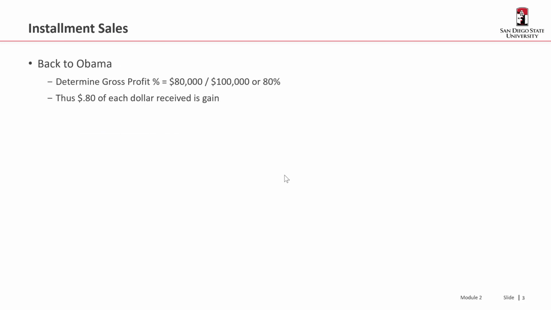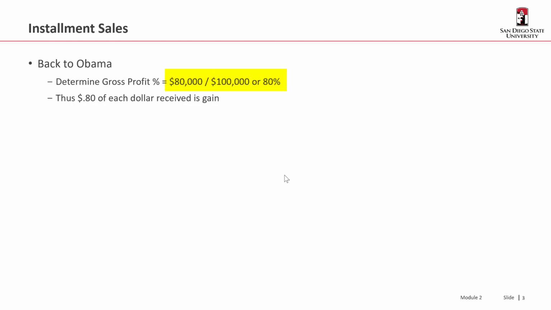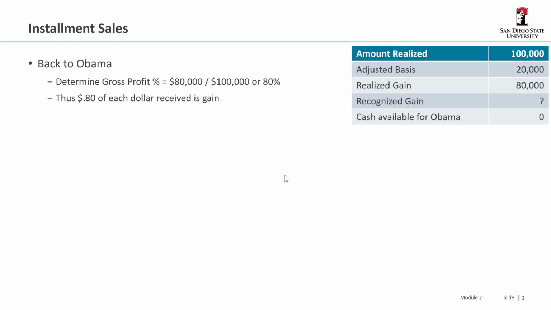So when we think about the example we just did with Obama and Donald, the gross profit percentage is going to be 80,000, right? That's the gain. Let's go back and look at the gain realized, over the amount realized. And the amount realized is 100,000. So the gross profit percentage in this case is 80%. So as Obama receives a dollar, 80 cents of that dollar will be recognized as gain.